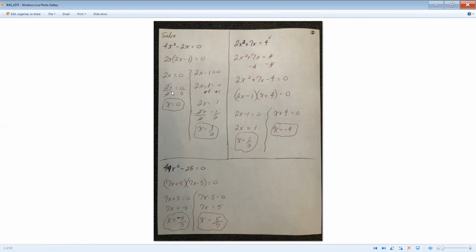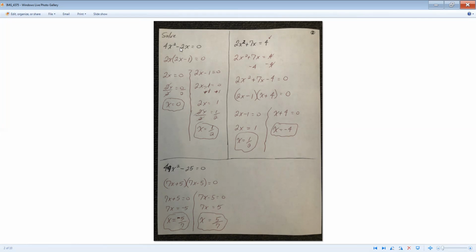In the first one, divide by 2 to get x by itself gives me x equal to 0. In the next one, we'll add 1 to both sides, then divide by 2, giving me a solution of x equal to 1 over 2. So my two solutions, x equal to 0, x equal to 1 over 2.